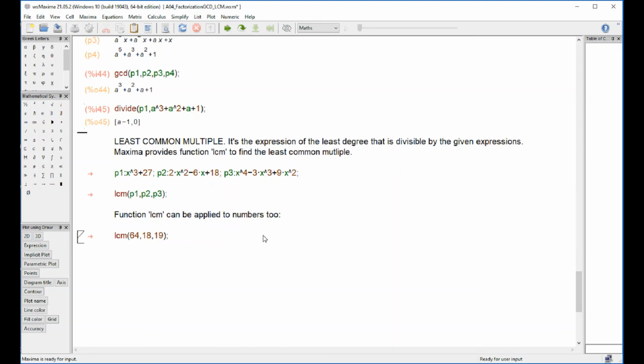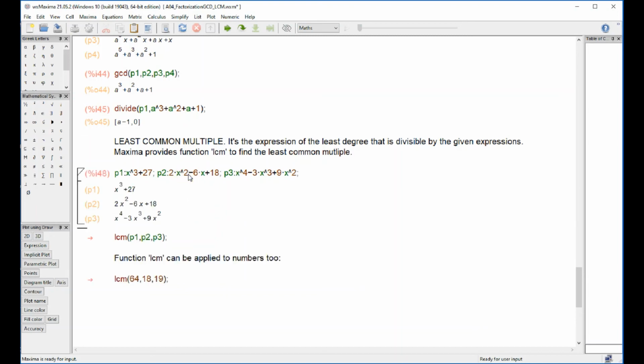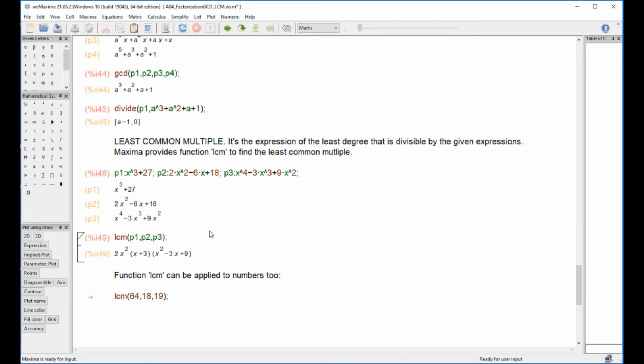There's also the least common multiple. That would be the smallest term that is a multiple of all the polynomials. We're going to define these polynomials right here and calculate the least common multiple.